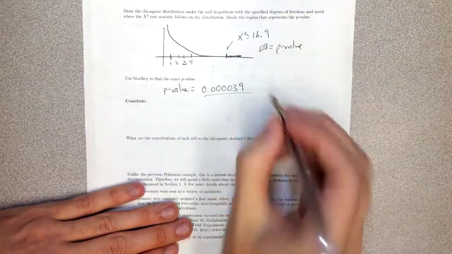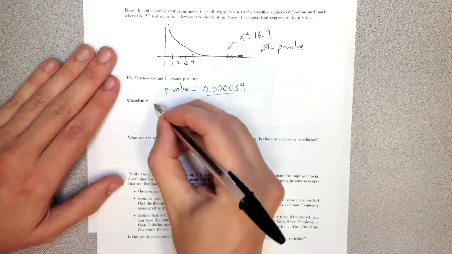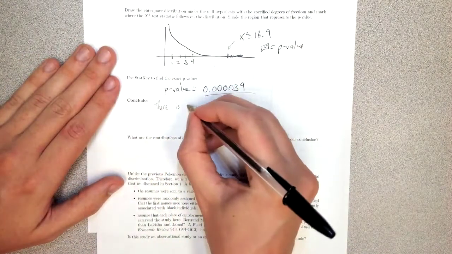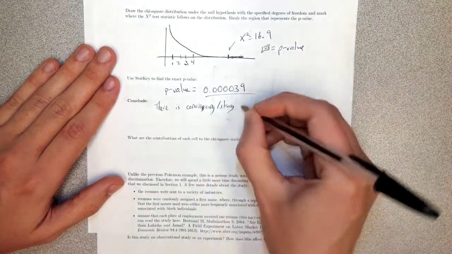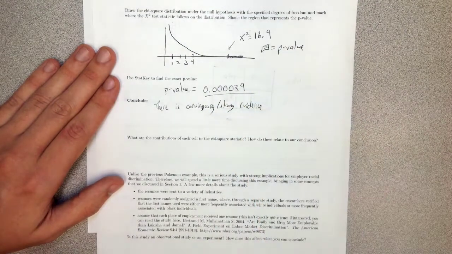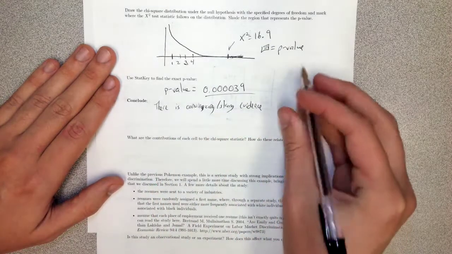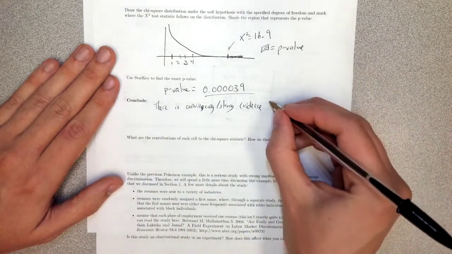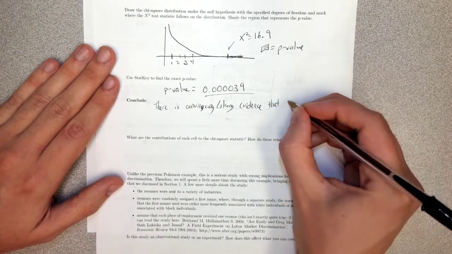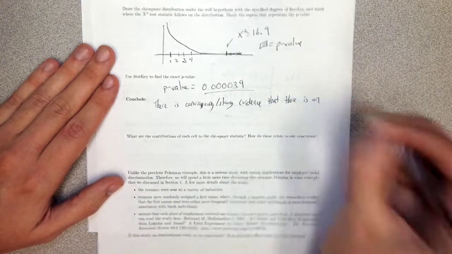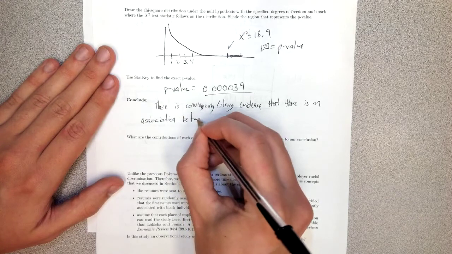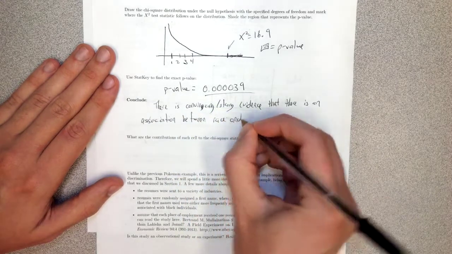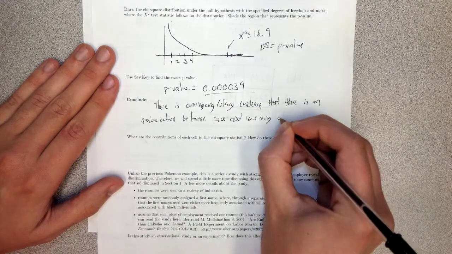Based on this p-value, using our scale of evidence, what we found is convincing or strong evidence. Using our format for reporting conclusions, we just want to state what the alternative hypothesis is in context of the problem. So we found strong evidence that there is an association between race and receiving a callback.